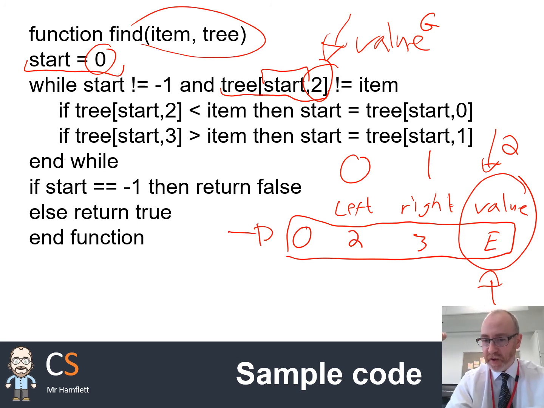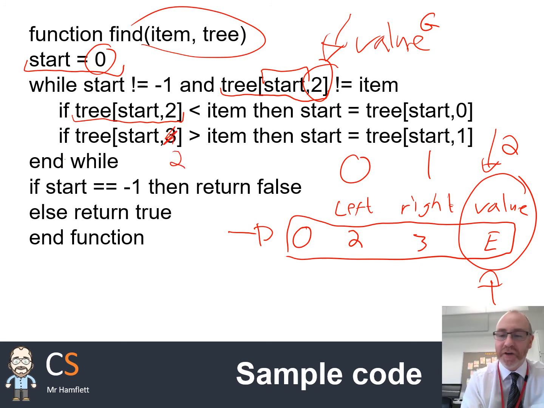Then we've got the binary search part. Remember, if the value is smaller, I want to go left, don't I? If the value is bigger, I want to go to the right. So let's have a look at that. I'm looking at if the value is smaller. I've just noticed there's a typo there. That should be 2. Never mind.